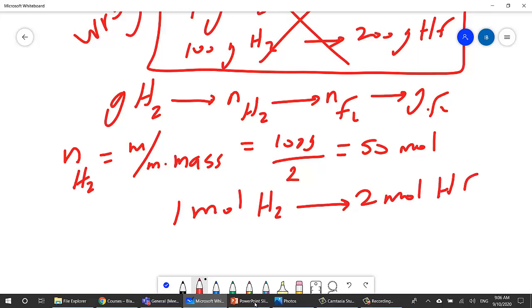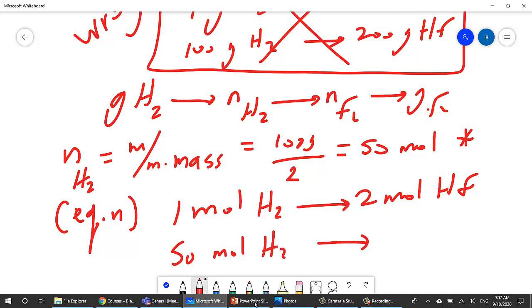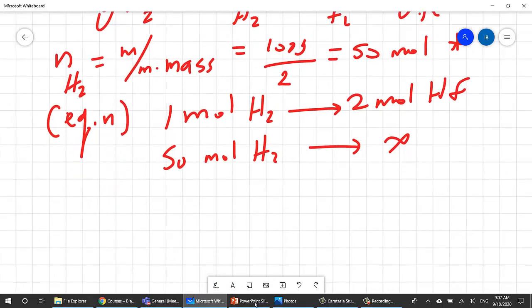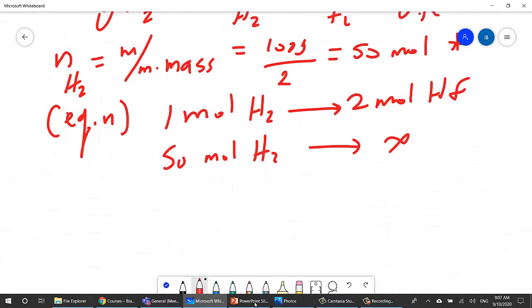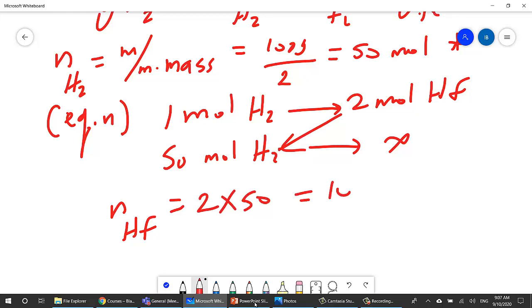Now where did I get this from? I get it from the equation, okay? This is the symbol for equation. EQM means equation. But I don't have 1 mole, I have 50 moles. The 100 grams is 50 moles. So I say 50 moles of H2 will produce X. And then you do it as you learned in school. You cross multiply this. So X, which is the number of moles of HF, will equal this times this divided by 1. So 2 times 50, you have 100 moles of HF.